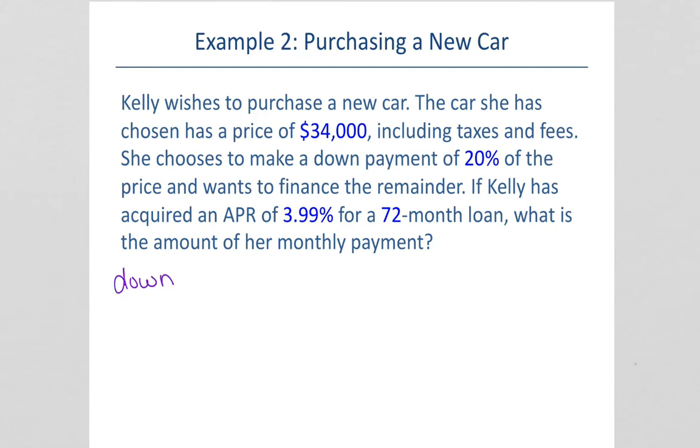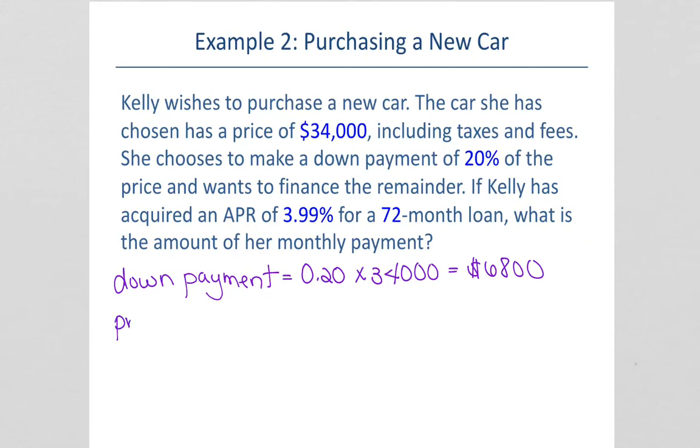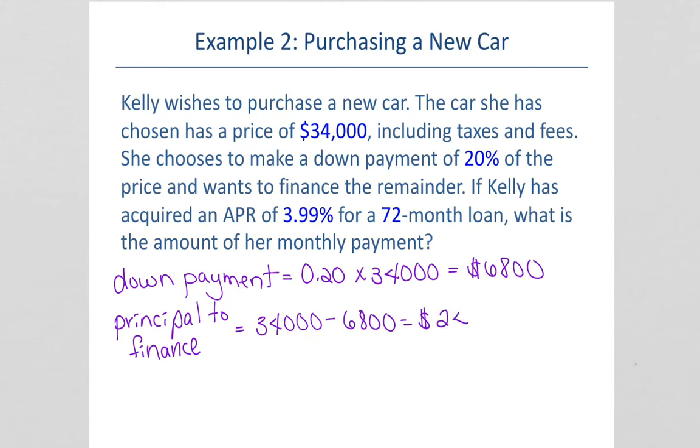So first we need to figure out what her down payment is. So it would be 20% of $34,000, or $6,800. So the principal that she's going to finance will be that $6,800 subtracted from $34,000. So she's going to finance $27,200.